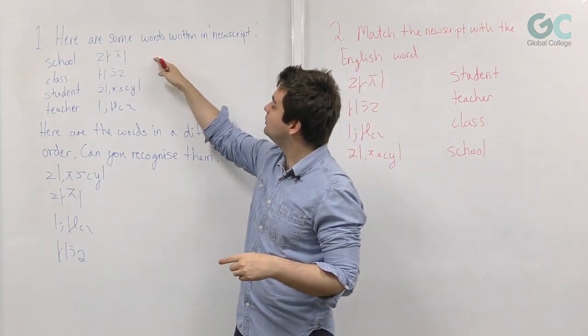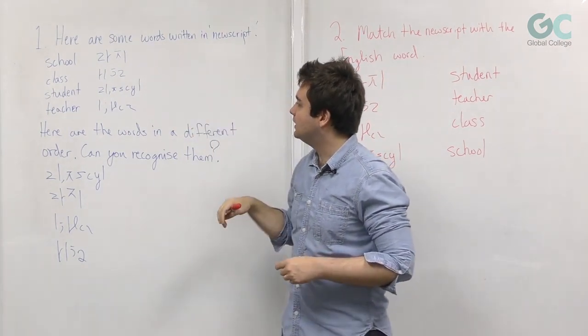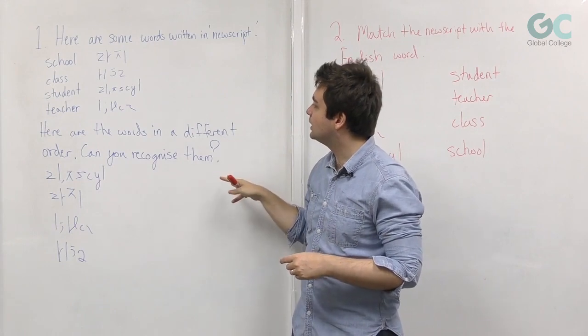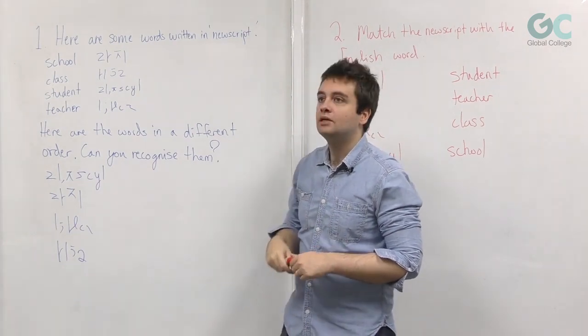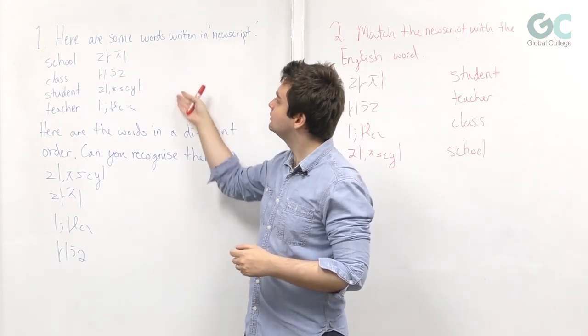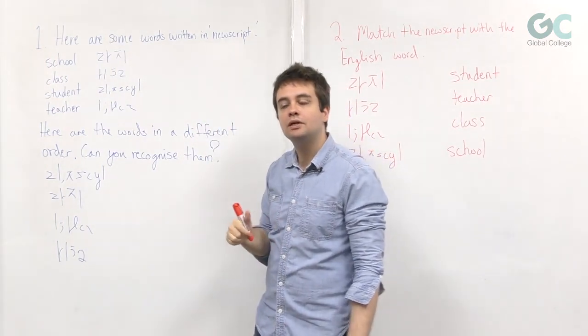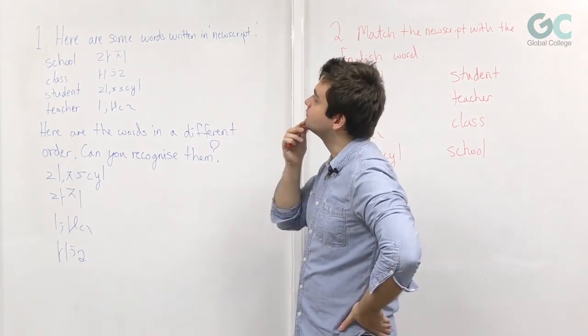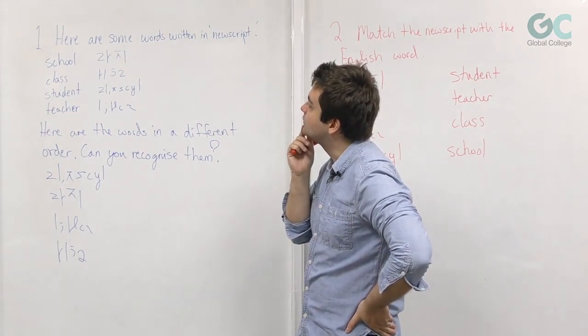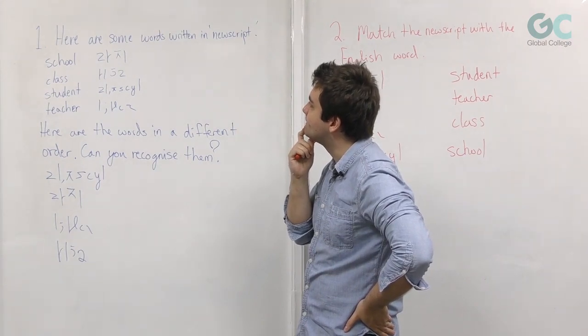You've got school, class, student, and teacher, right? And then it says, here are the words in a different order. Can you recognize them? So following this process, you have to give your students some time to actually look at these words, just a few minutes, maybe 2 or 3 minutes, and try to memorize them. School, class, student, teacher. All right, try to memorize them.